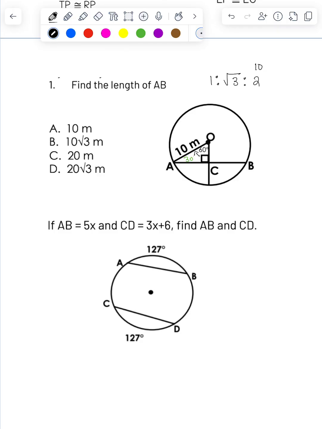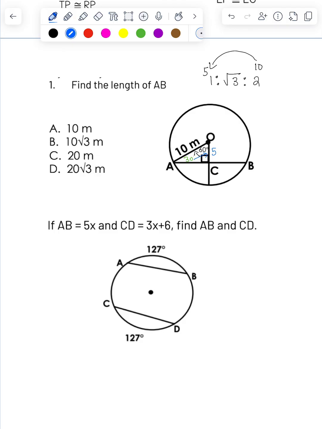That's the biggest side. First, let's get the 1 part of the ratio. So since the smallest and the biggest side are in a 1 to 2 ratio, we can just halve the biggest side, and we get 5 for the smallest side. And the smallest side is across from the smallest angle, so across from the 30-degree angle. So the radius, OC, would be 5.